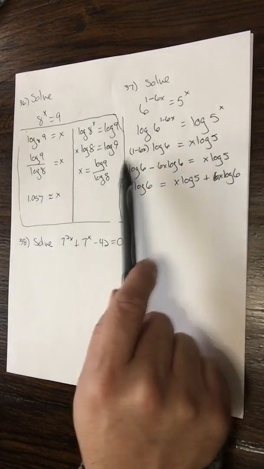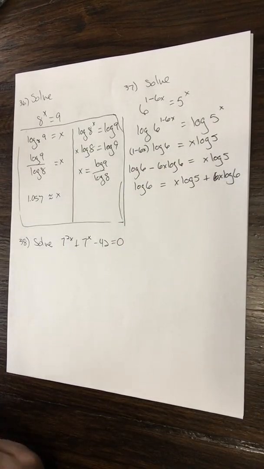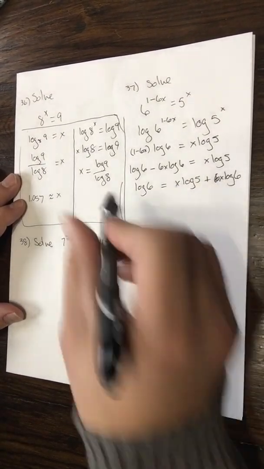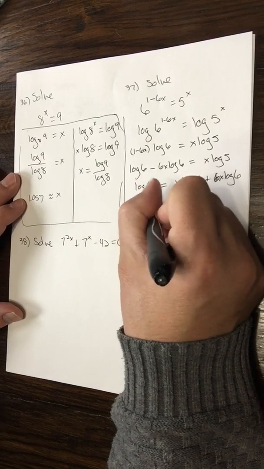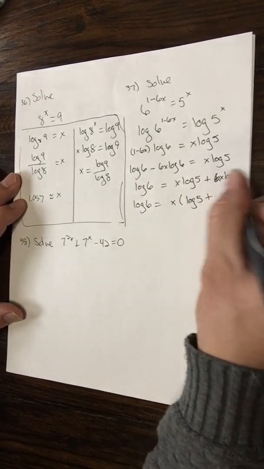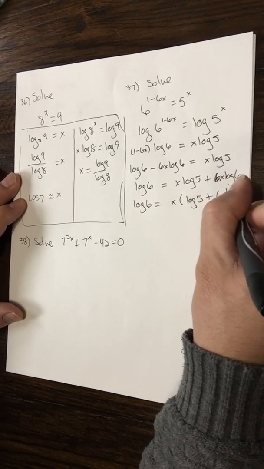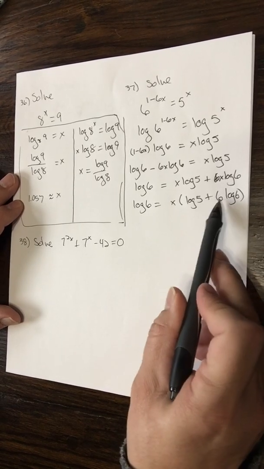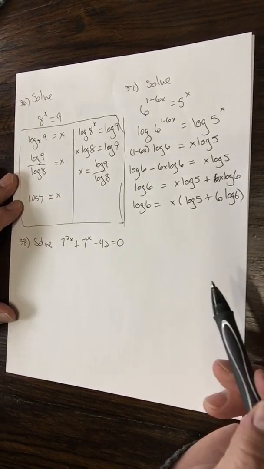This is a weird looking problem for sure, so maybe read through it, watch the video a couple of times, make sure you get all the steps here. I'm going to factor this x out of the right side of the equation. X times, I'll be left with the log of 5, and over here if I take the x out, 6 times the log of 6. And now I can just divide this whole hot mess right here and put it underneath this one, and x is by itself.